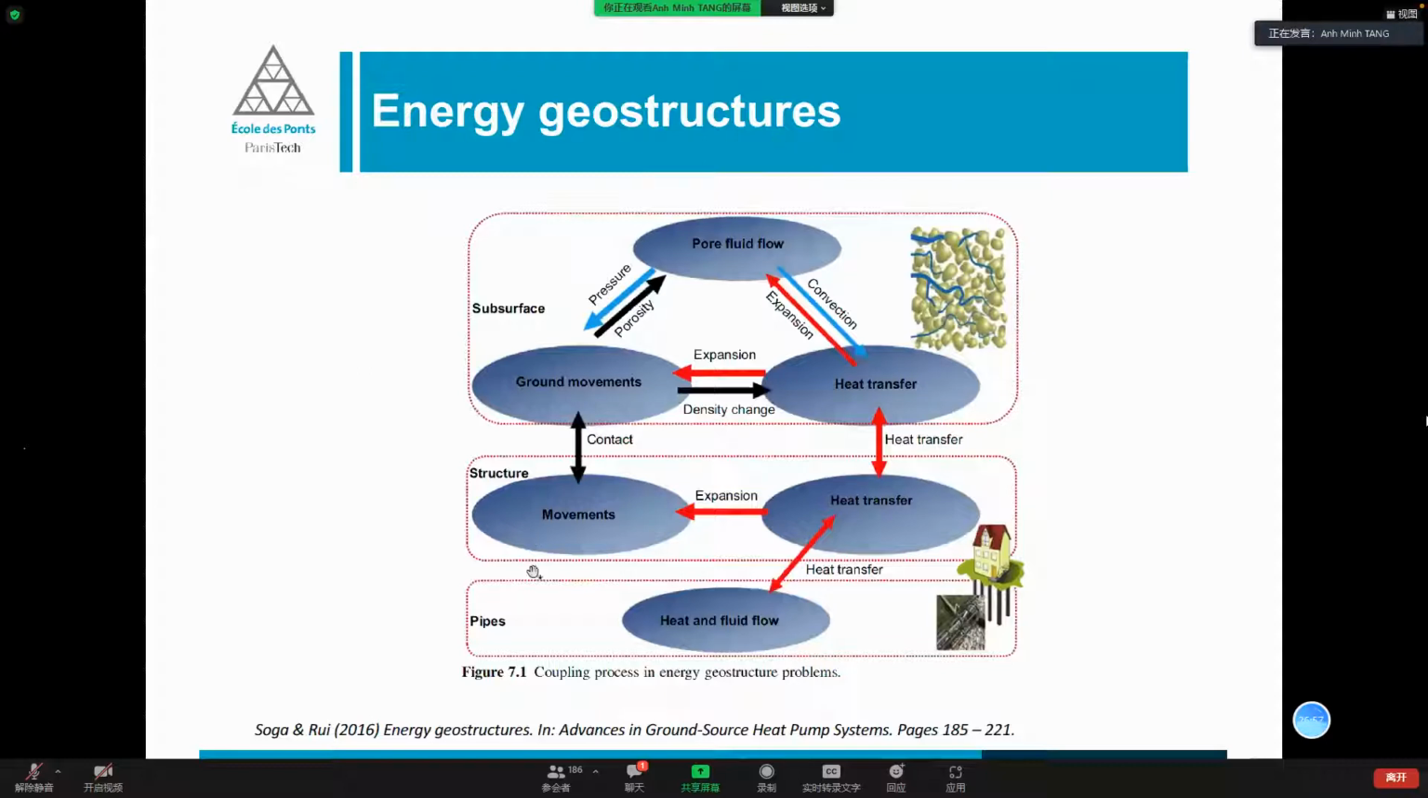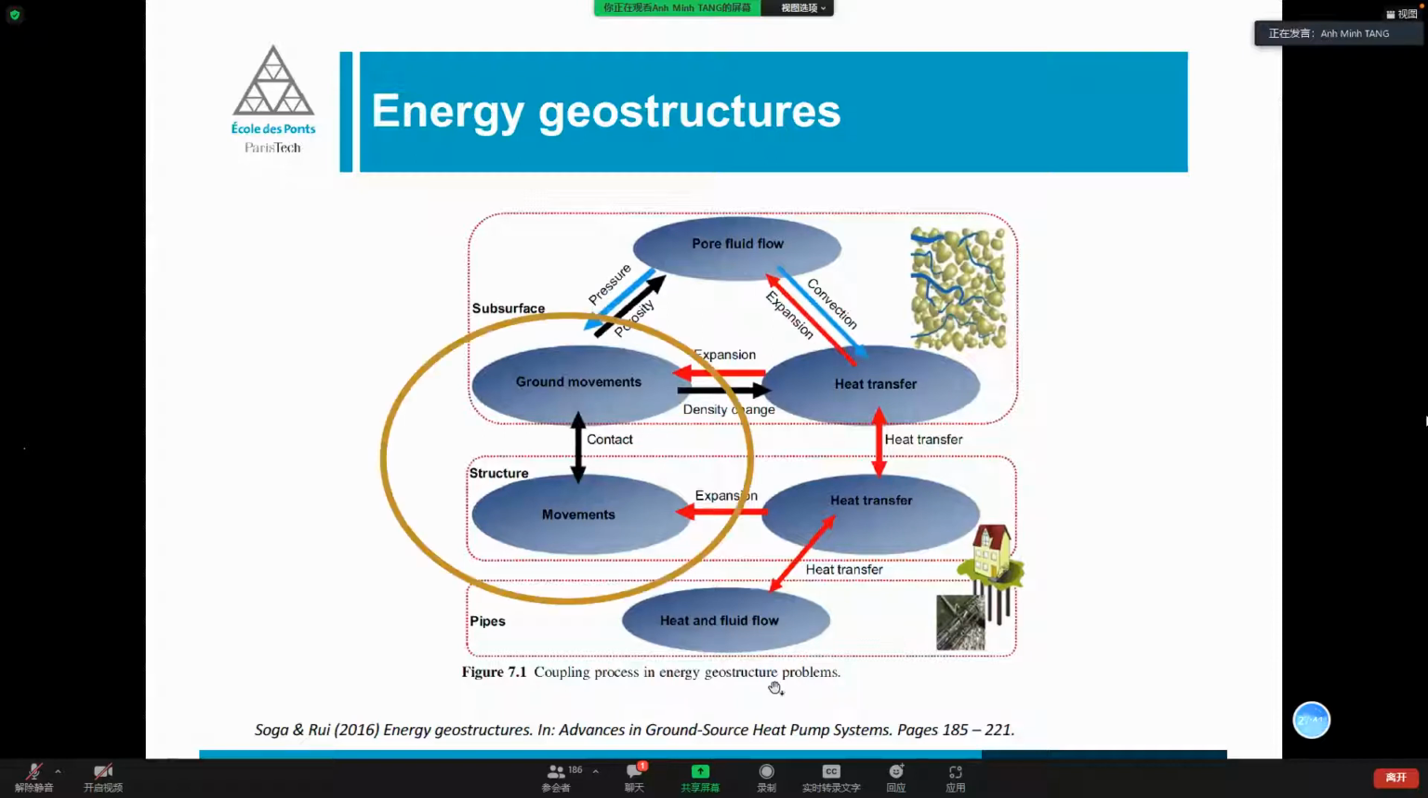So this is the main mechanism that we can list here, what would happen in this concept. For the soil, when temperature changes, as you know already, it can change the pore flow with the convection expansion. You need to consider the heat transfer in soil. It changes the pore pressure, changes the porosity of soil, and that can induce ground movement. And for the structure, here it is a pile or the tunnel or the diaphragm wall, you can have structure movement. You should also consider heat transfer in the structure, and the pipe inside the structure here.